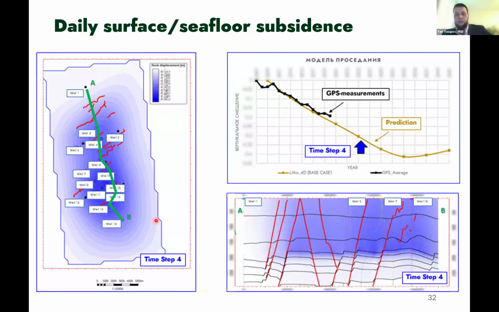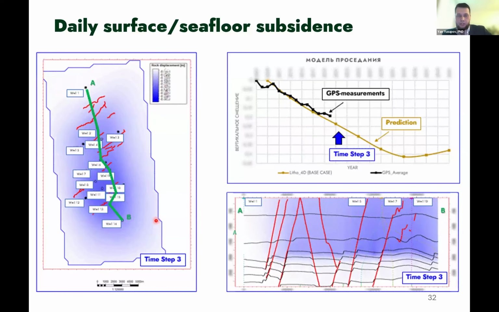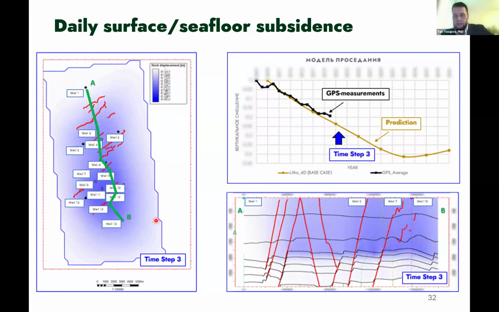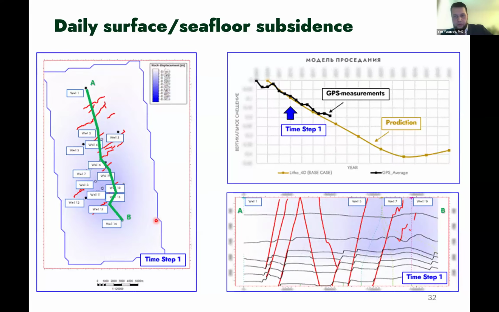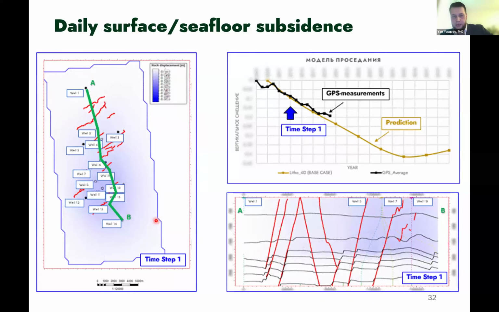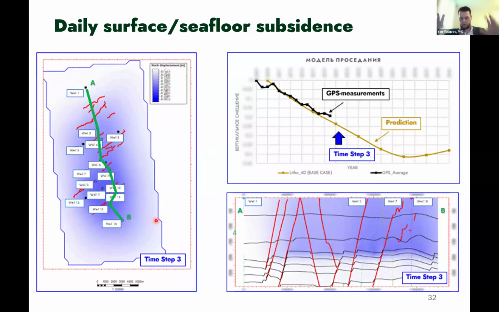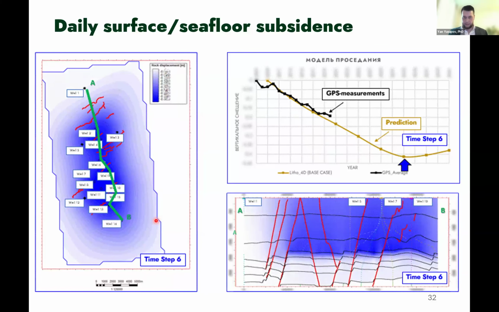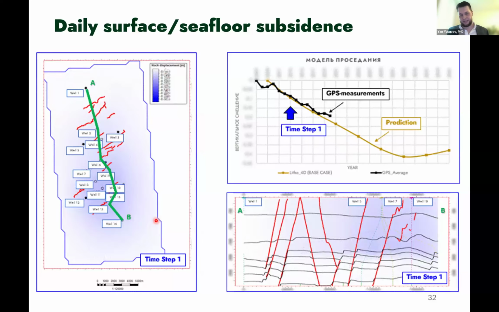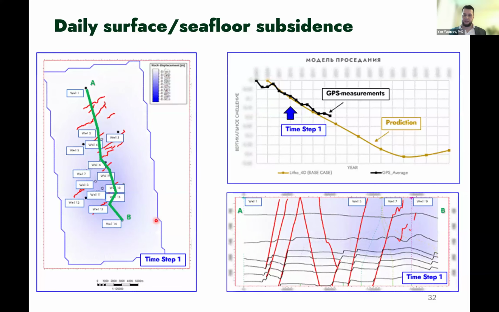There are very important tasks. This is daily surface and seafloor subsidence as a result of reservoir and seal compaction. It is very relevant, especially in conditions of offshore fields, when we need to understand the subsidence of the platform to avoid inclination or subsidence of the platform. A bright example of subsidence of a platform was Ekofisk.